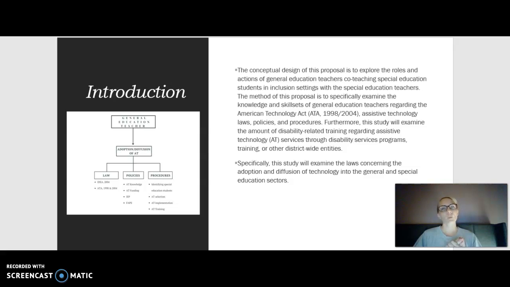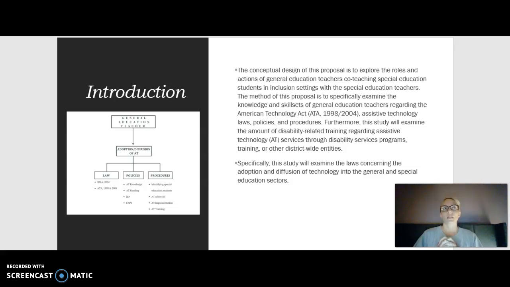So we have this new inclusion setting, which has actually been around for a while, but still a new idea. The inclusion classroom belongs to the general education teacher. It does not belong to the special education teacher. The only time the special education teacher is in her own classroom is for remediation services or if she is in a self-contained setting.